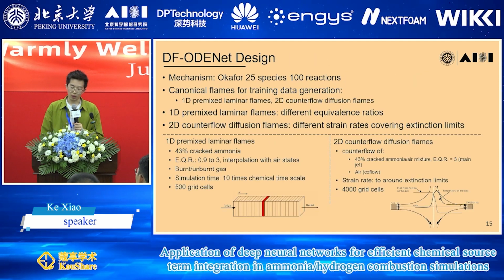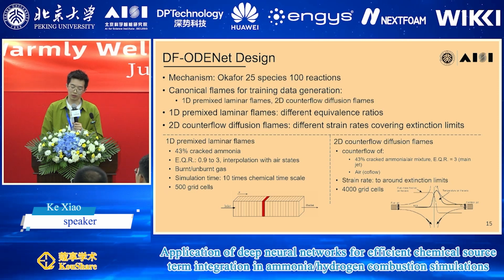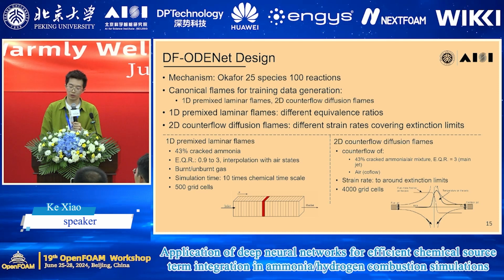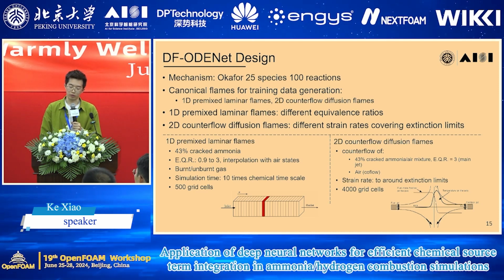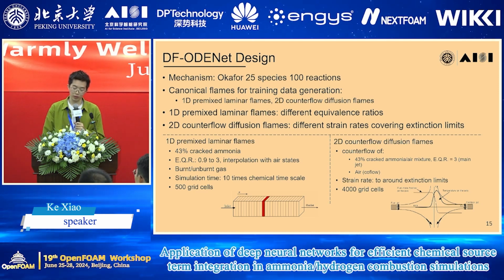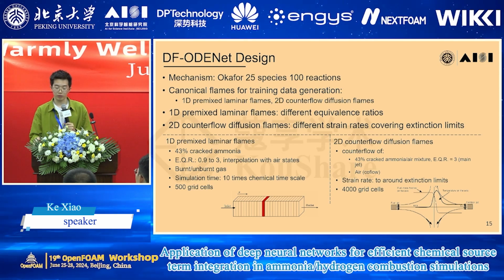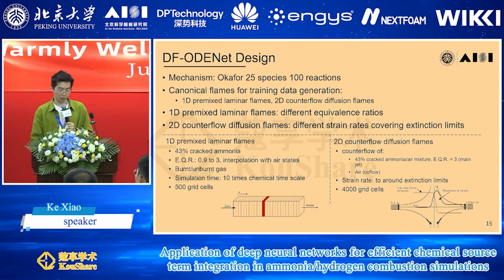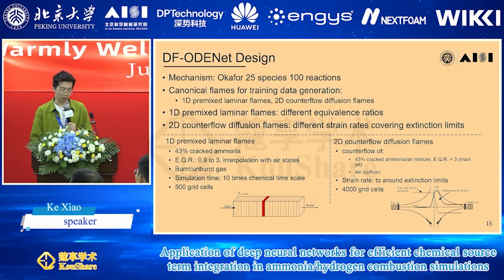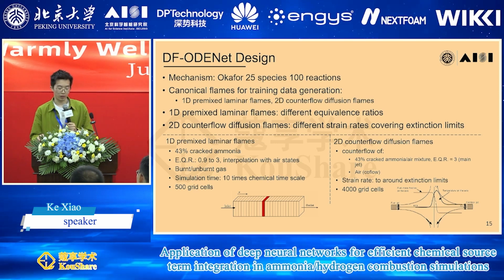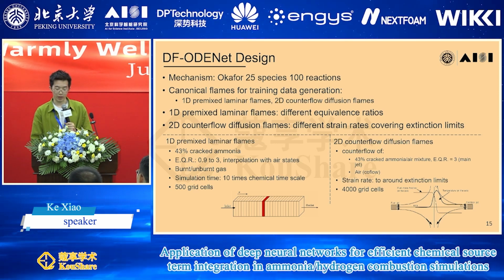To elaborate on our training data generation process in this case, we conducted simulations of one-dimensional premixed laminar flames and two-dimensional counterflow diffusion flames. In the series of laminar flames, we sampled equivalence ratios from 0.9 to 3, corresponding to the experiment configurations. And we also interpolated with air states to account for the equivalence ratios below 0.9.